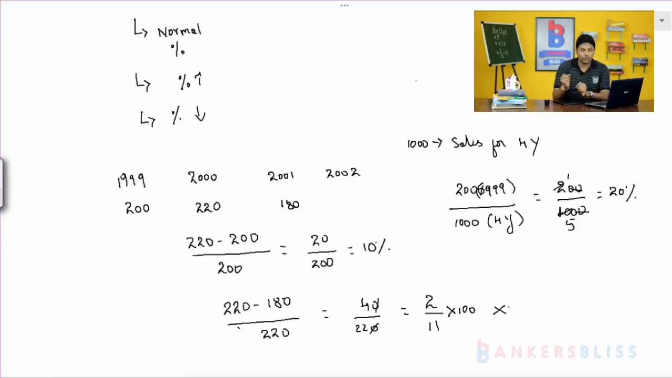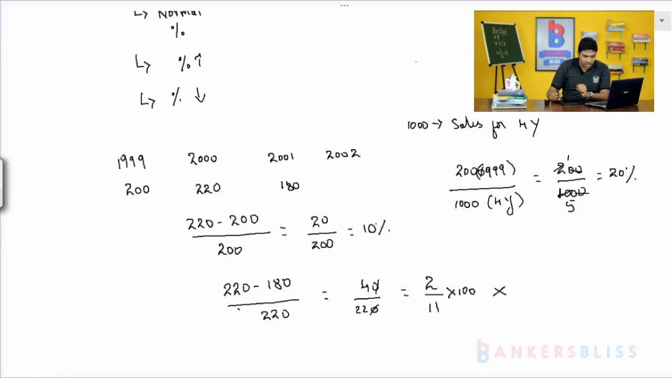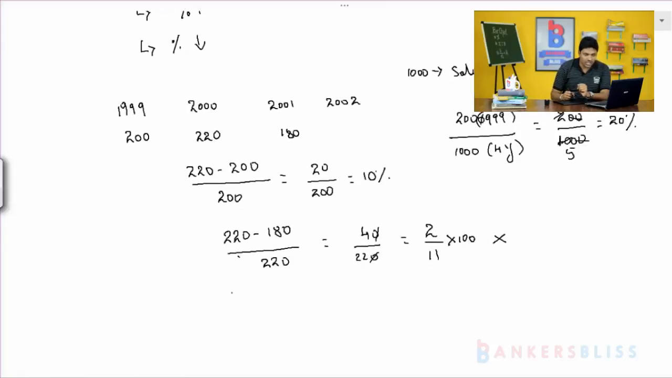Please don't go for this method. 2 by 11 into 100 takes too much time. In the percentage calculation itself, I had told you, 2 by 11 can be written as 1 by 11 into 2. You have to do these calculations in your mind.